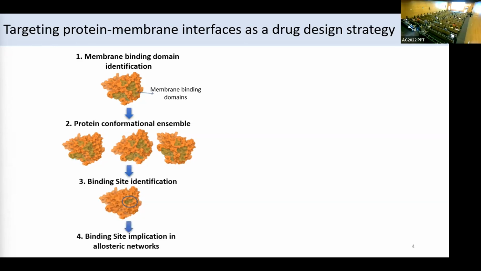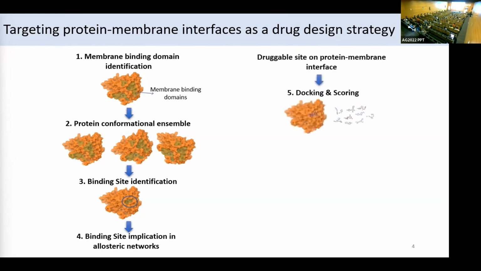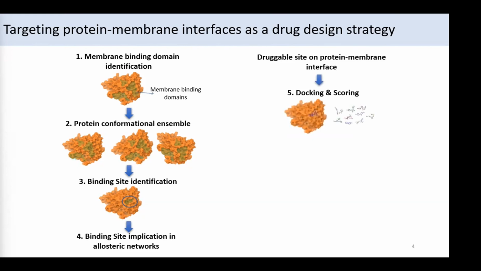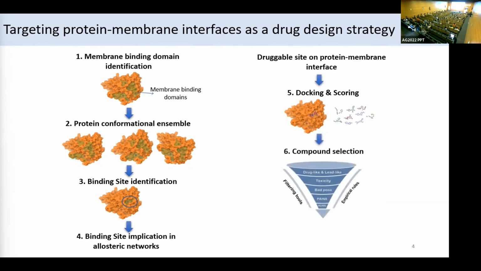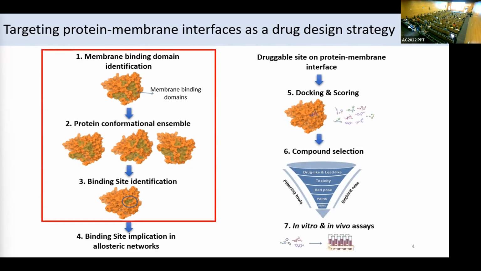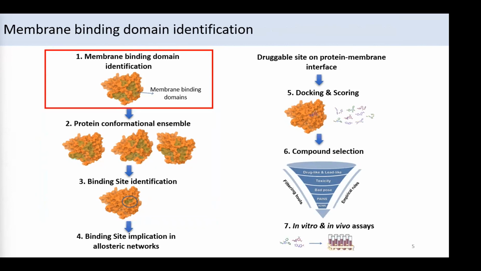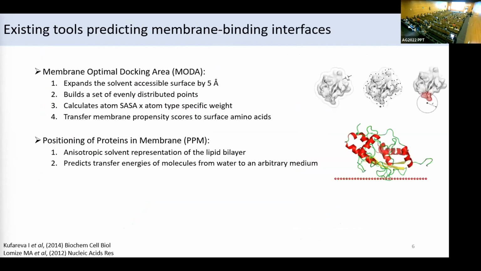Then we need to evaluate if these binding sites are implicated in allosteric networks, and if these binding sites are connected with the orthosteric site. And then we can proceed with rational drug design and virtual screening, then compound selection and filtering, and in vitro and in vivo assays. In this talk, I will present the first 3 steps of this drug design strategy, starting with the machine learning tool for the prediction of membrane binding domains and interfaces.